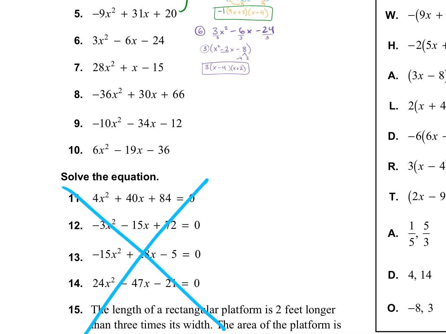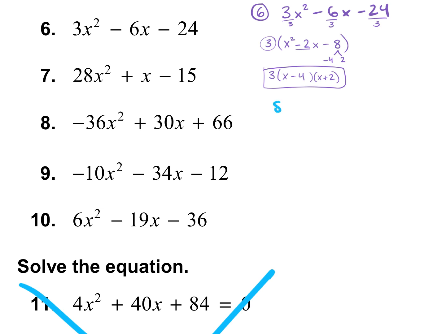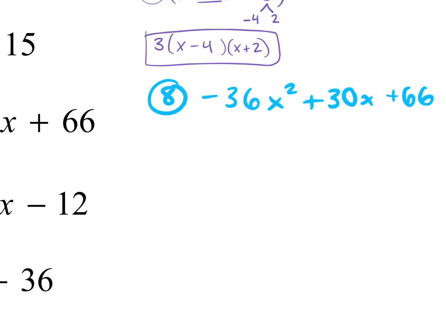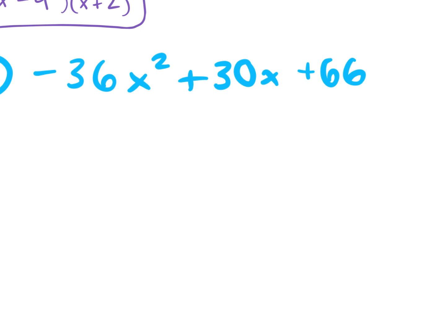All right, so with number 8, we have -36x squared plus 30x plus 66. What should we do first here, Chris? Find your greatest common factor. What is our greatest common factor? 6. But even better than just 6, what do we like our leading coefficient to be? Positive or negative? Positive. So let's take out a negative 6.